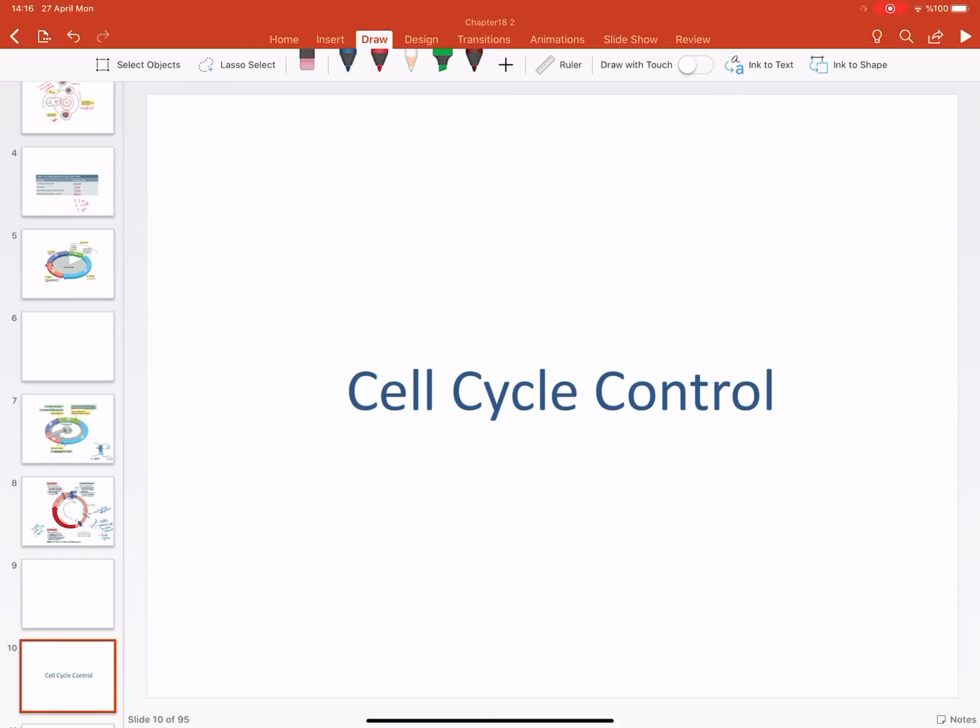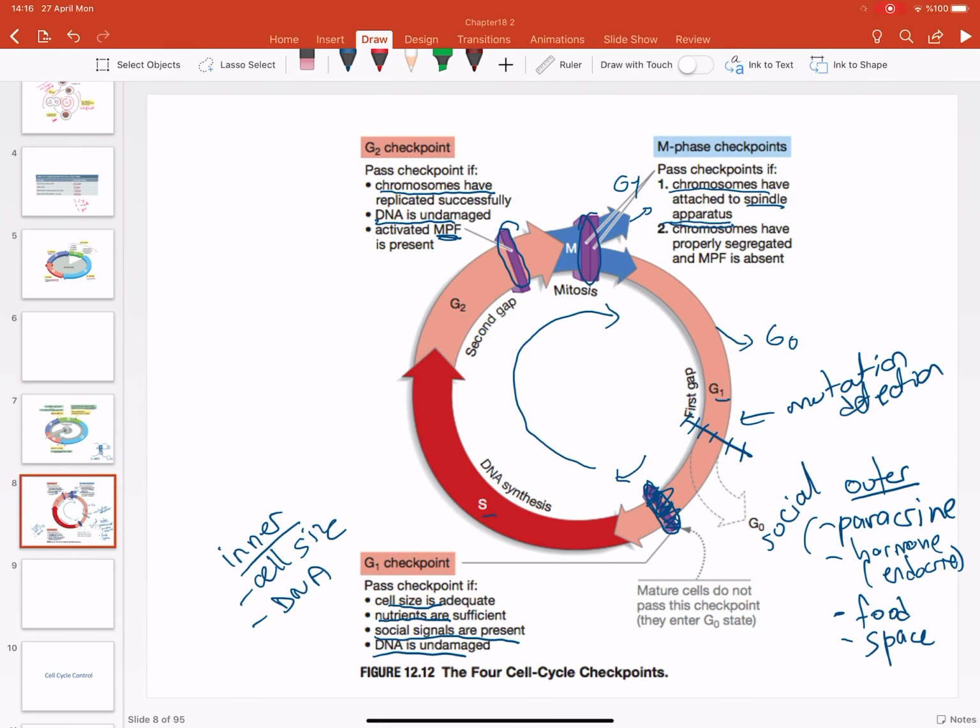The next question is, how is the cell cycle controlled? Because we know that it is checking several pieces of information from the outer environment. It is checking several pieces of information from the inner environment. It makes a decision to go forward or not to go forward. Okay, there is a yes or no control, and if it goes forward, it should make sure of several things.